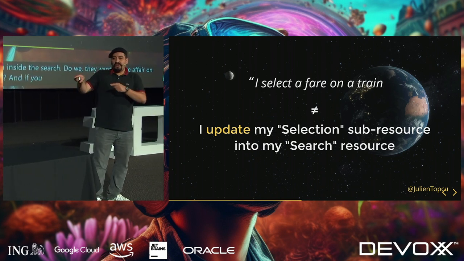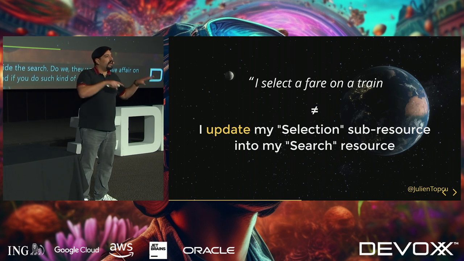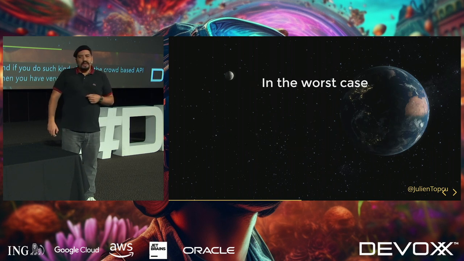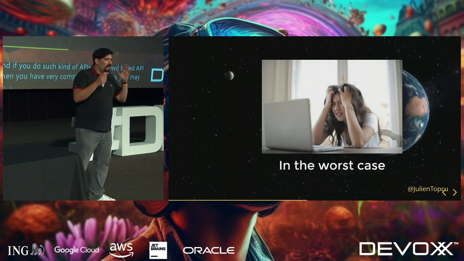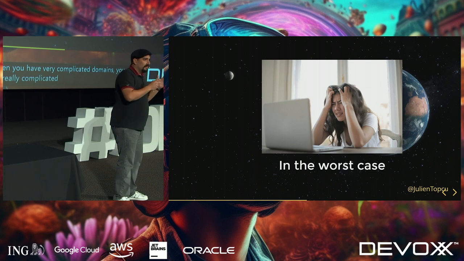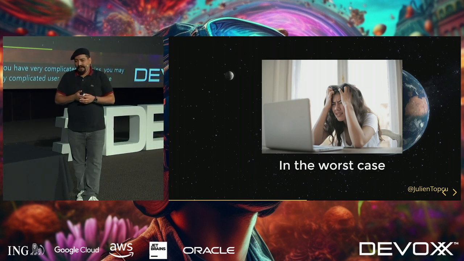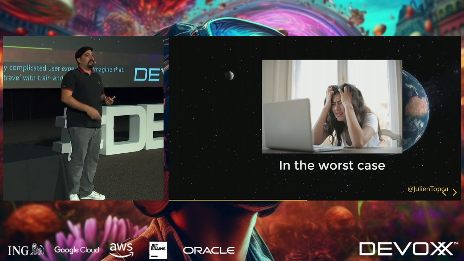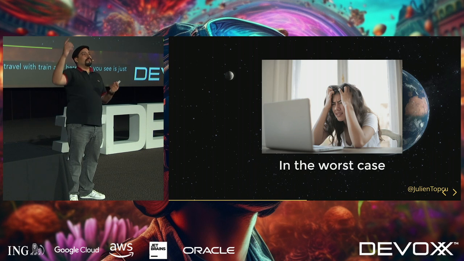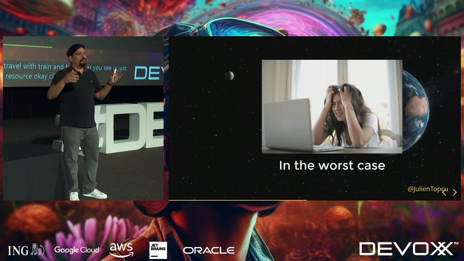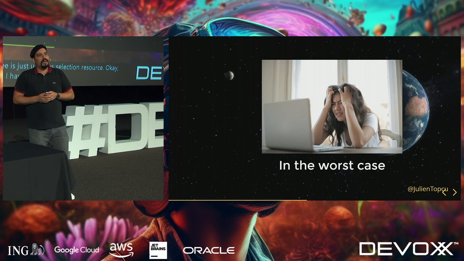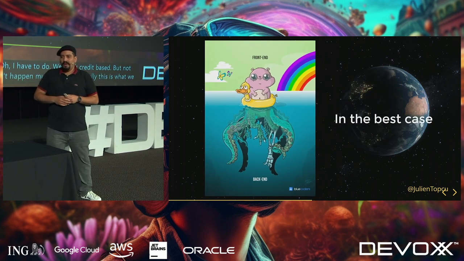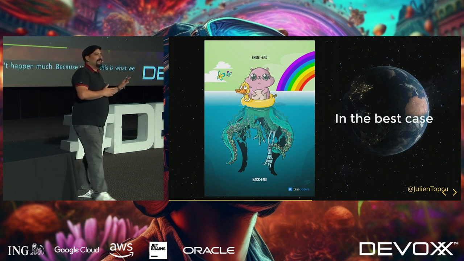And if you do such kind of APIs, the CRUD-based APIs in REST, when you have very complicated domains, you may end up with a really complicated user experience. Imagine that you are trying to travel by train, and here what you see is just "update selection resource." OK, click on that. Oh, I have to do a weird CRUD-based thing. But don't worry, it doesn't happen much, because usually this is what we have: nice front end and ugly back end.